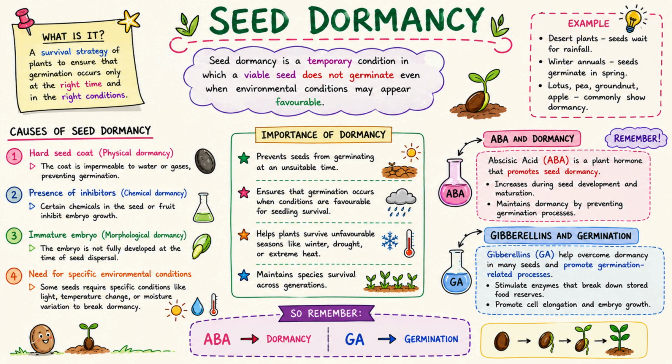Seed dormancy. Seed dormancy is a resting stage in which a healthy seed does not germinate even in favorable conditions. It can happen because of a hard seed coat, growth inhibitors, an immature embryo, or special environmental requirements. Dormancy prevents seeds from germinating during unfavorable seasons. ABA promotes seed dormancy. Gibberellins break dormancy and promote seed germination. Remember, ABA means dormancy and GA means germination.